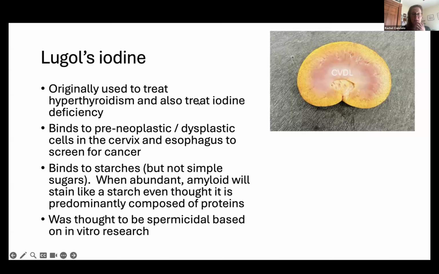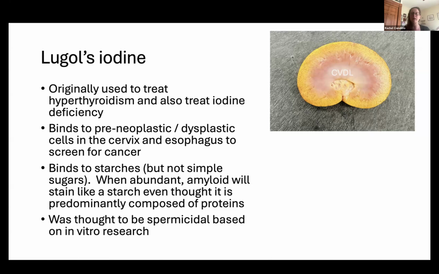And also it can be used to treat iodine deficiency. They still occasionally use it because it's pretty good at binding to pre-neoplastic and dysplastic epithelial cells. So it can detect cervical cancer. When they're doing a colposcopy and they're worried about cervical cancer, or squamous cell carcinoma in the esophagus, they will infuse and put down the Lugol's iodine at the time they're getting ready to take the biopsy, so that they can find the best place for the biopsy procedure.